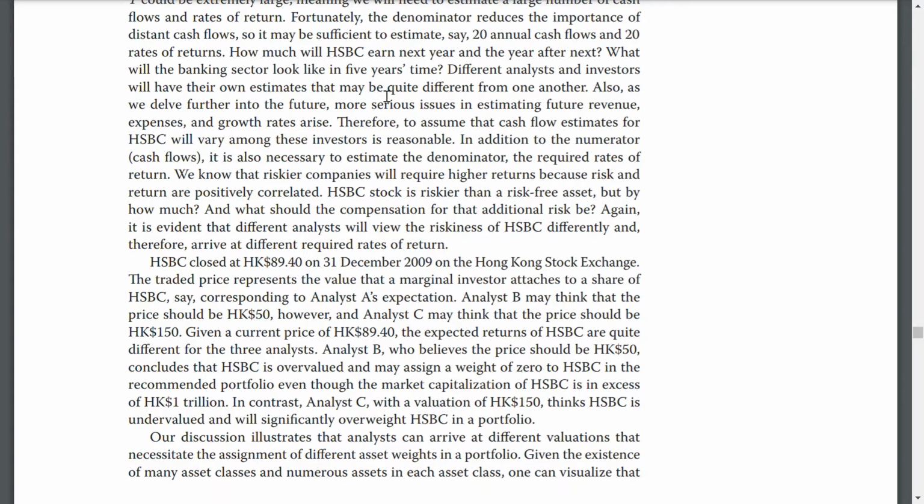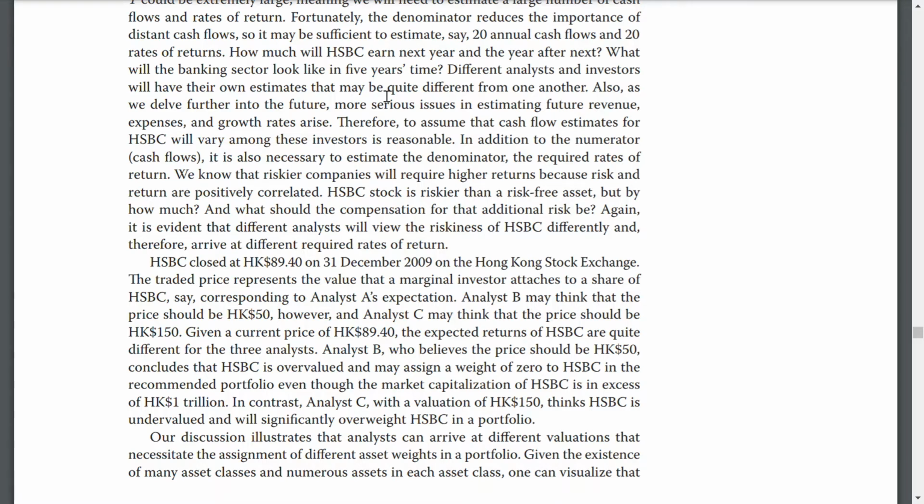Also, as we move further into the future, more serious issues in estimating future revenues, expenses, and growth rates arise. Therefore, as the cash flow estimates for HSBC will vary among these investors, it is reasonable that, in addition to the numerator, or cash flow, it is also necessary to estimate a denominator, the required rate of return.